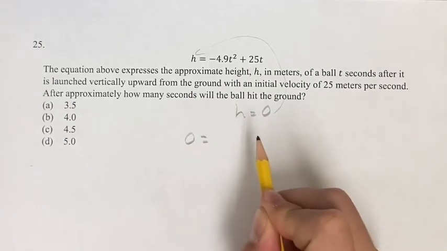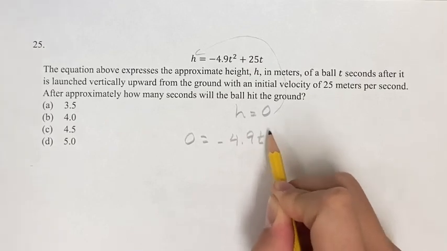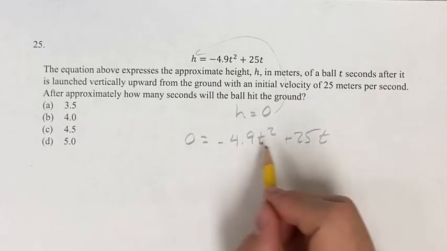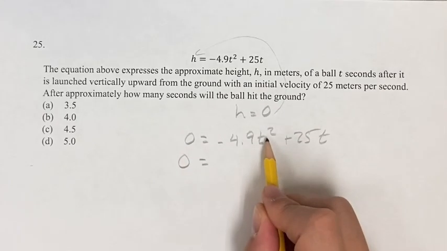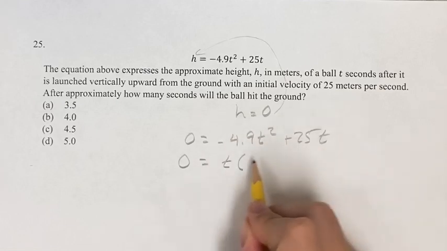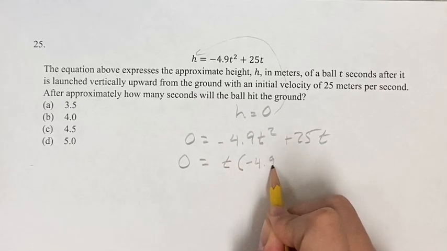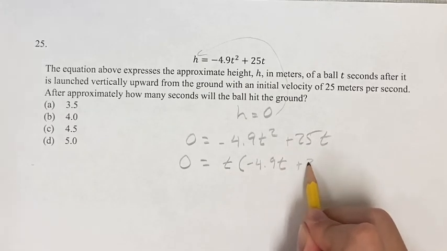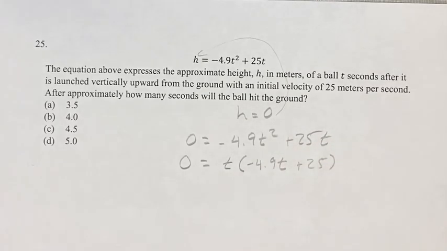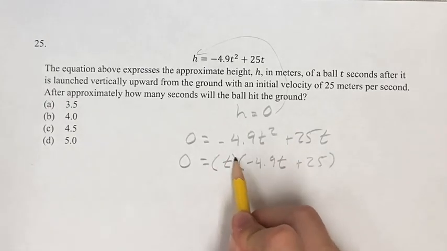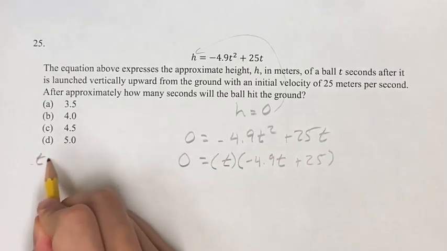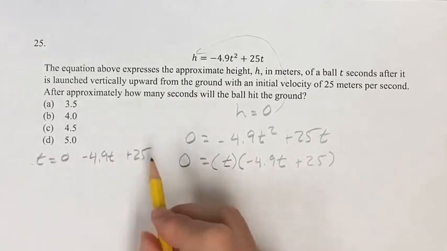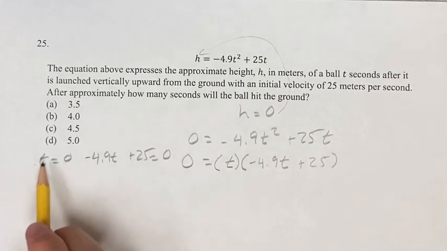So we have 0 instead of h is equal to negative 4.9 t squared plus 25 t. First thing we want to do is solve for t. So pulling out a t from both of these, we get t times negative 4.9, and then you're pulling out a t from t squared, that means there's still a t in there, and then plus 25, and we've pulled out the only t. So for this product to be equal to 0, either t has to be equal to 0 or negative 4.9t plus 25 has to be equal to 0, right? And these are your two solutions.